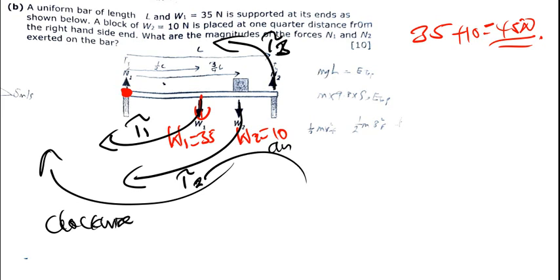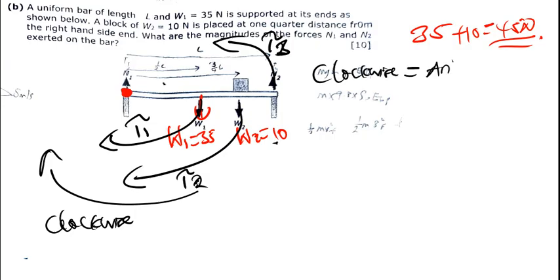So the rule of this is clockwise should be equal to anti-clockwise. Now clockwise, how many torques do we have? We've got torque 1. They are moving in the same direction. Torque 2 should be equal to, and clockwise I only have torque 3.